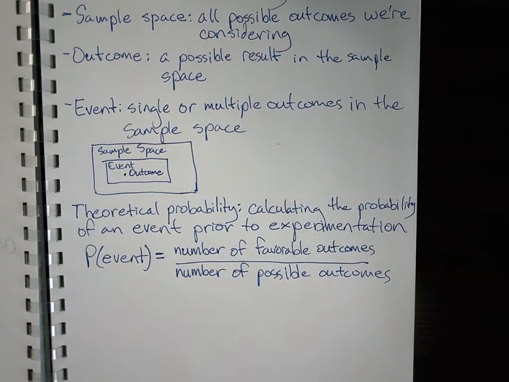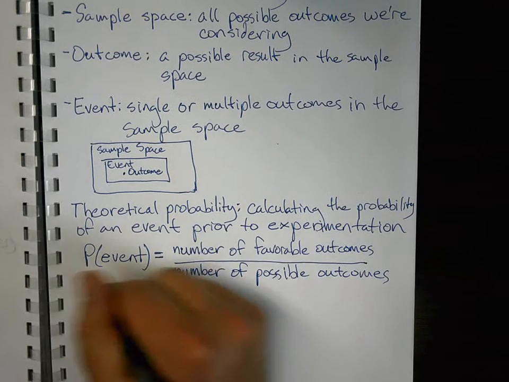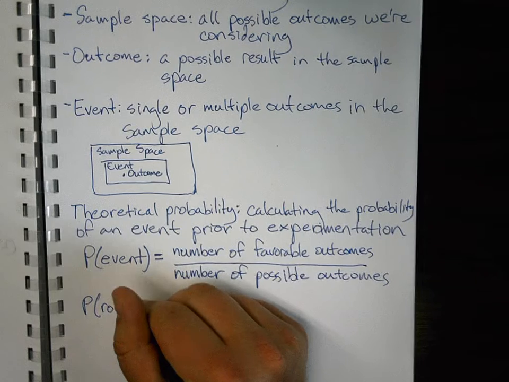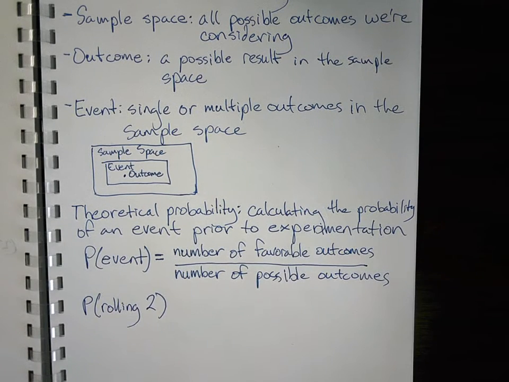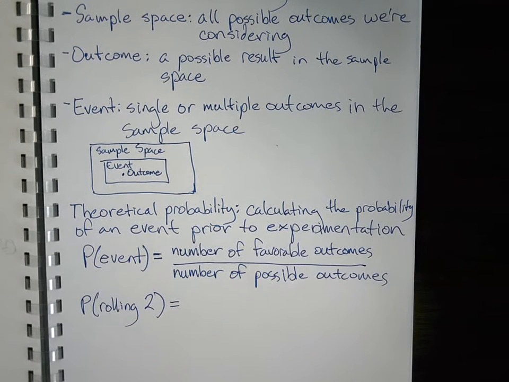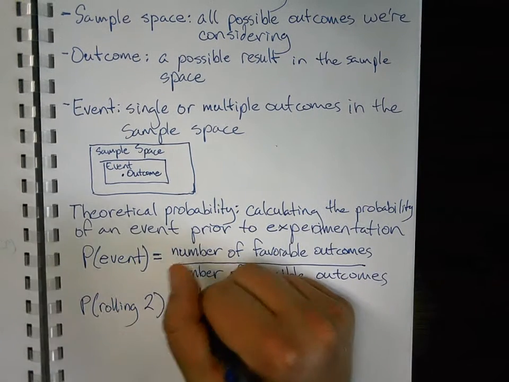So let's say we're considering a 6-sided die, and we want to know what the probability of rolling a 2 is. So P(rolling 2). All right, so the number of favorable outcomes, favorable as in desired. Our desired outcome here is 2. What's our number of favorable outcomes here? How many outcomes do we want? Yeah, just one outcome, right? 2. We just want one number out of those 6.